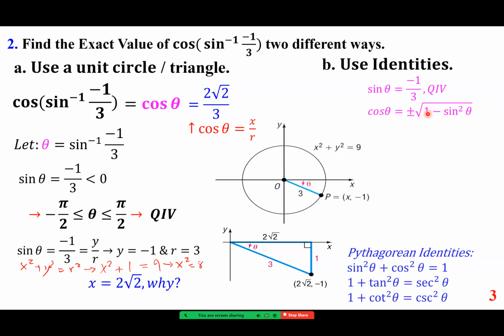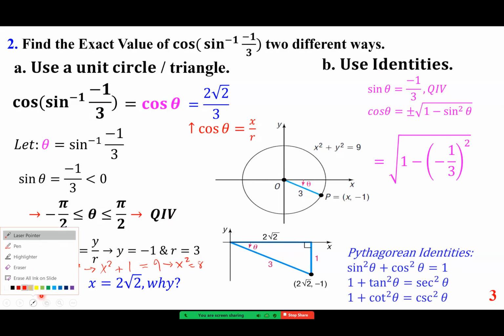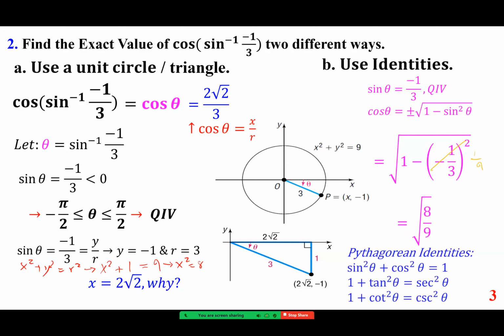So we go with the plus square root of 1 minus sine squared, -1/3 squared. This becomes 1 over 9. 1 minus that is 8 over 9. And when you take a root, 9 comes out as 3, and 8 is 2 square root of 2, because 8 is 4 times 2. So either way is fine. But you should be familiar with both to be on the safe side.